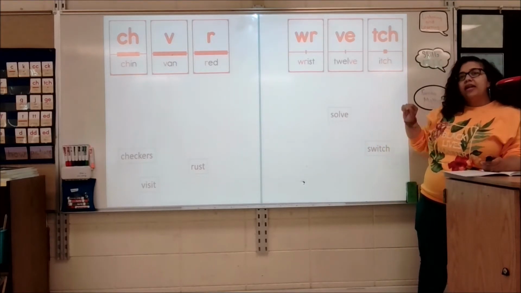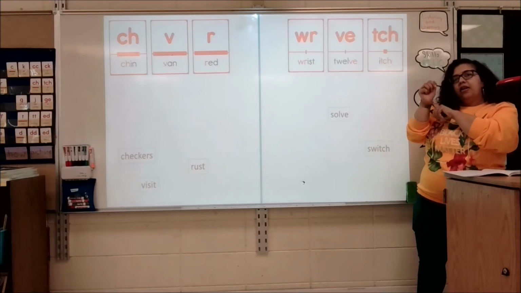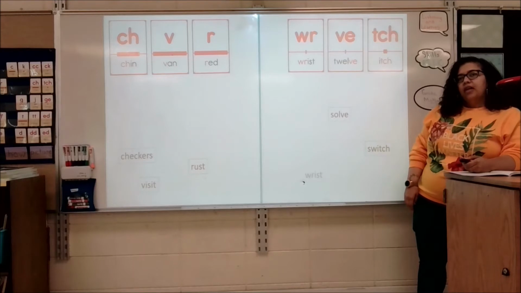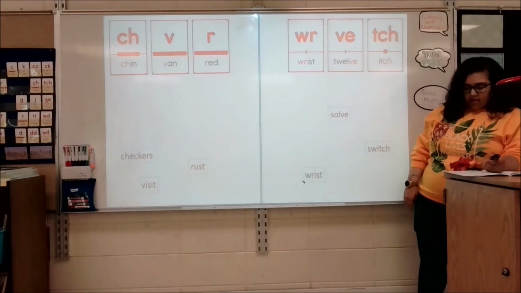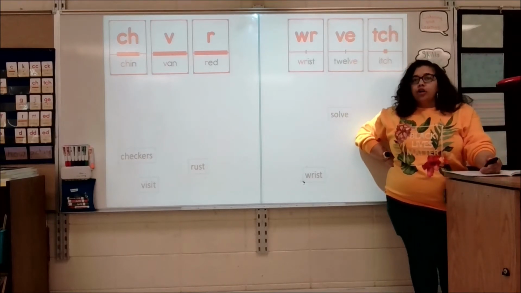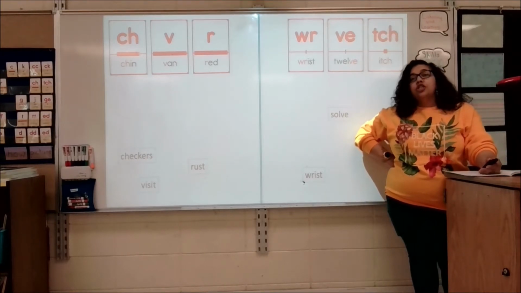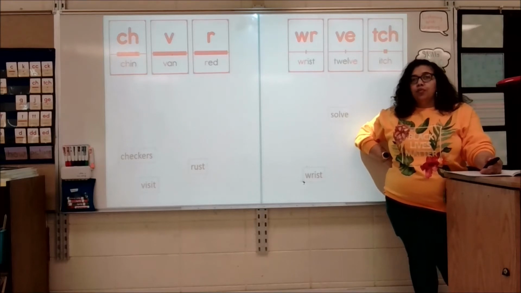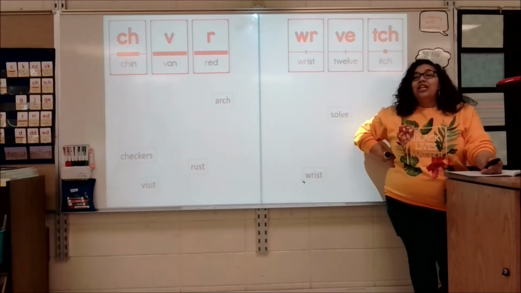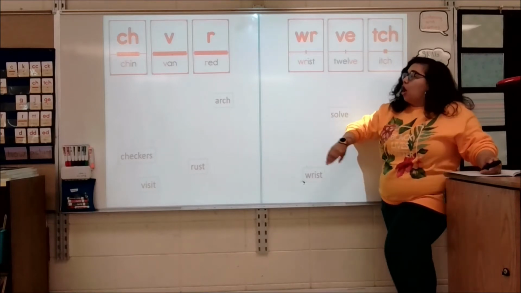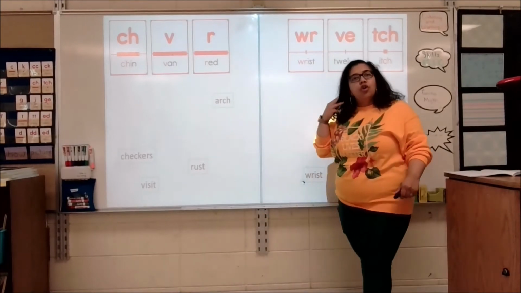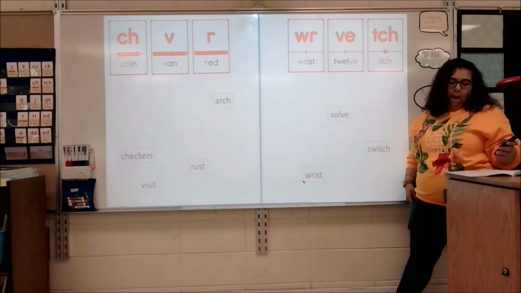What about wrist? This piece right here. Wrist. Is that an original or a remix? A remix. Yes, wrist. Okay. How about arch? Arch is using the ch sound. Is that original or remix? Original. It's a ch, CH, because AR is not a single short vowel. It is an R controlled vowel. Arch. Good.